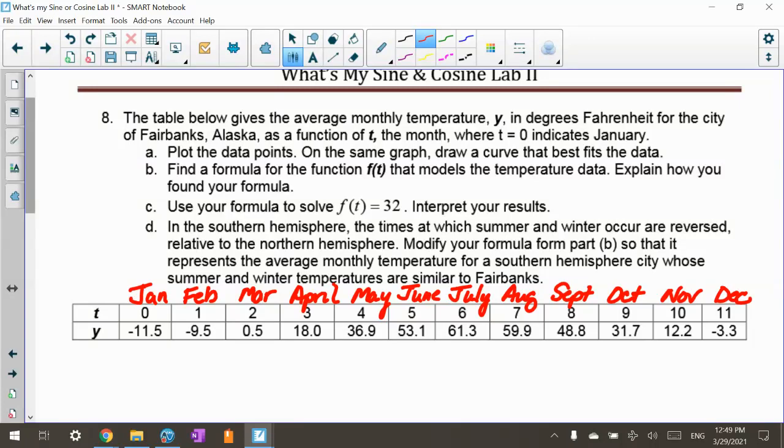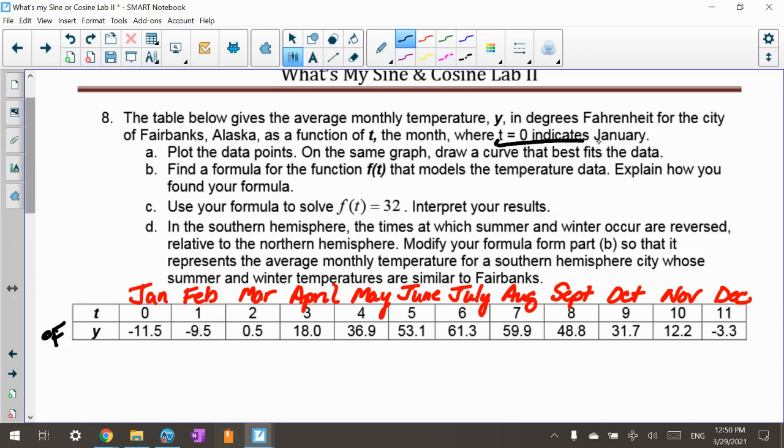Okay, this is my pre-calculus sine and cosine lab number 2. This is a cool one because we have a table below that gives the average monthly temperature, Y, in degrees Fahrenheit, for the city of Fairbanks, Alaska, as a function of T, the month, where T equals 0 indicates January.